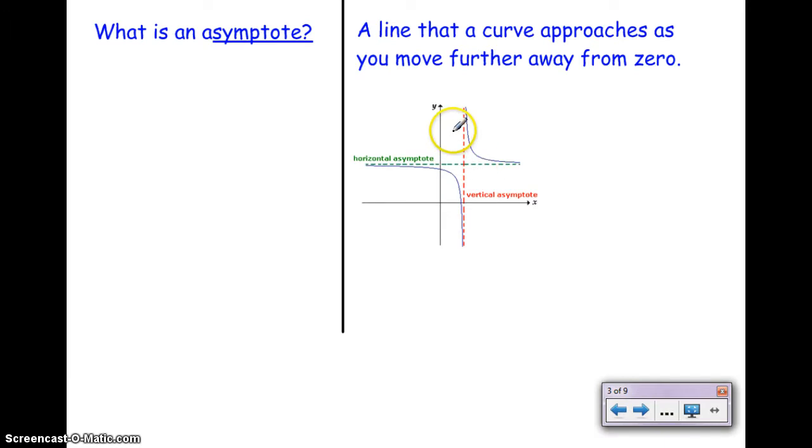So if you take a look at this curve, it is starting to approach this horizontal green line here. And a line that a curve approaches as you move further away from 0 is what an asymptote really is. So if I think about moving further away from 0 along this curve, I'm going to start to flatten out and become part of this green imaginary line here.